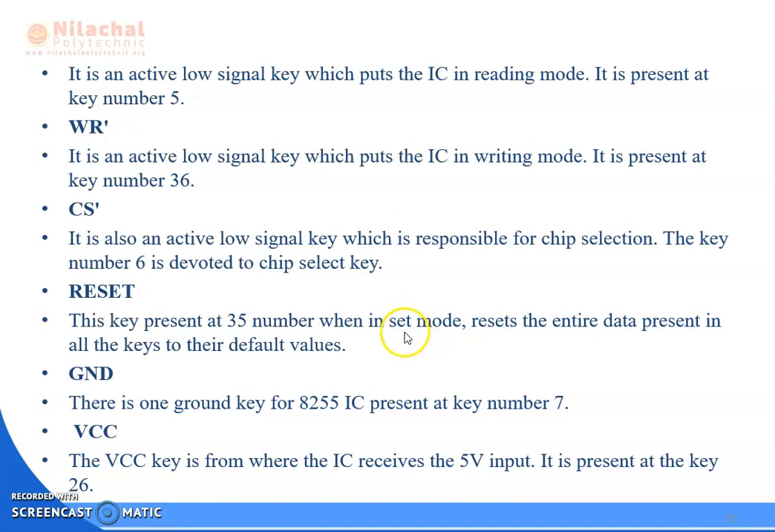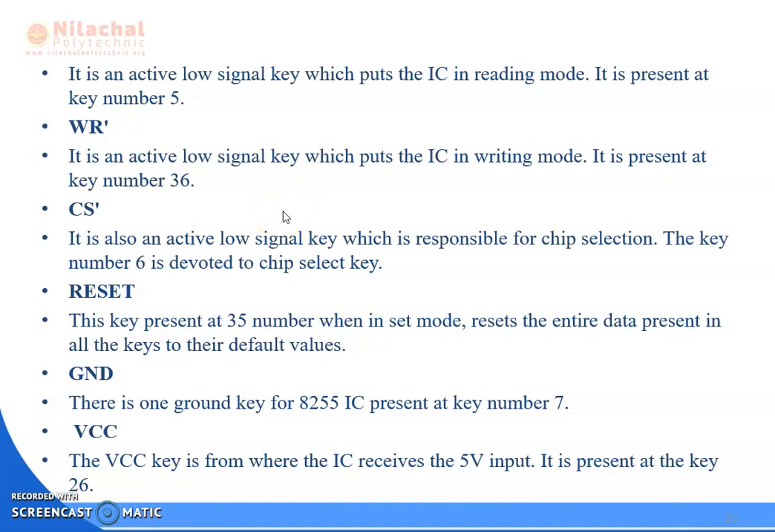So the read bar pin is an active low signal pin which puts the IC in reading mode. It is present at pin number 5. Next pin is the write bar pin or WR bar pin. It is an active low signal pin which puts the IC in writing mode. It is present at pin number 36.